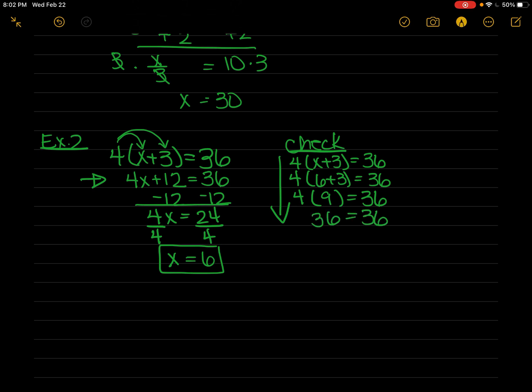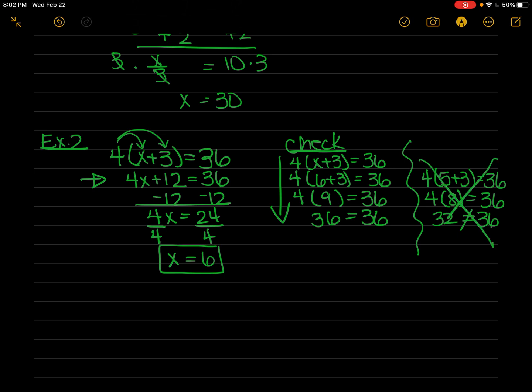So in other words, if I had gotten the wrong answer, so you do not need to write this part, but let's say I got the answer of 5, and I go to solve this problem on my check, I would have 5 plus 3 in the parentheses. So that would give me 8. And then I would have 4 times 8. Well, that's 32. And then I look at my problem, I say, wait, 32 does not equal 36. My answer is wrong, and I have to go back and fix it. So that's why we check.